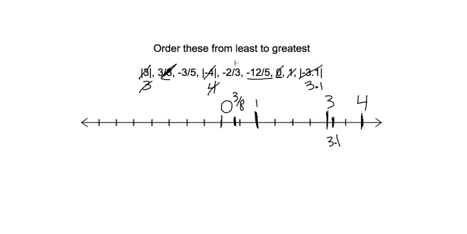We have -12/5, -2/3, and -3/5. So how do we compare these? First of all, we have -12/5, which we can say as a mixed number is going to be -2 and 2/5. Now we know -3/5 and -2/3 are going to be somewhere in between 0 and -1. Whereas -2 and 2/5 is going to be somewhere farther to the left, say right here. And so we can plot -12/5.